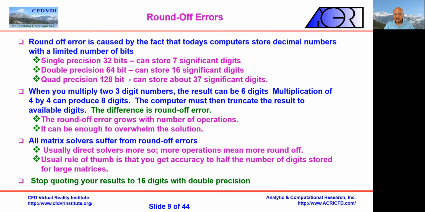Usually the direct solvers are more prone to this because all the operations are done in one step and they're done continuously, so there's more round off. The usual rule of thumb is that you get accuracy to only half the number of digits stored for large matrices. For example, if you're working with 64-bit double precision, 16 significant digits, you cannot trust the numbers beyond 8, right? So stop quoting your results to 16 digits with double precision, okay?